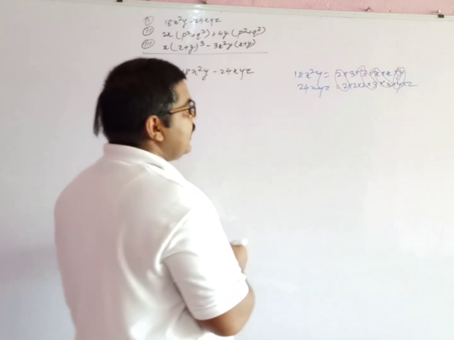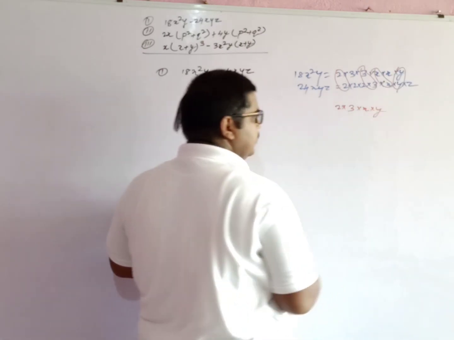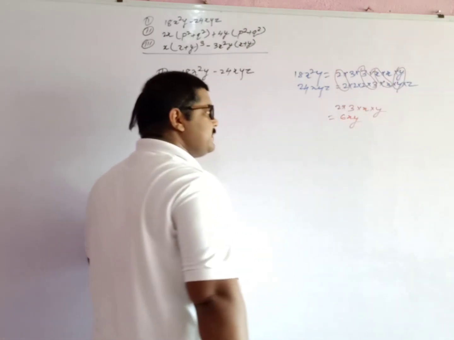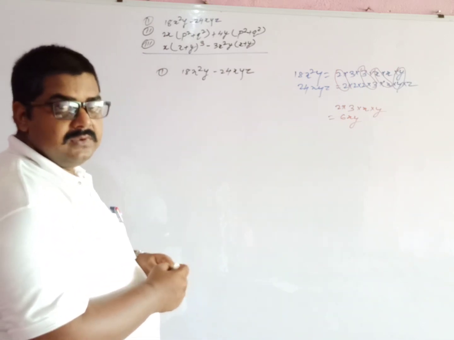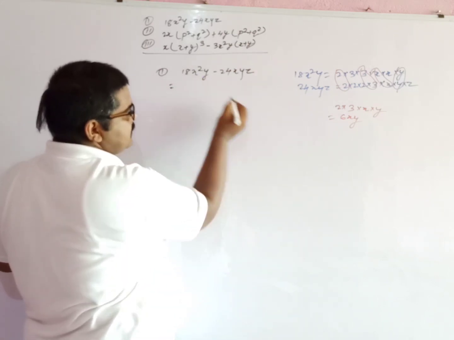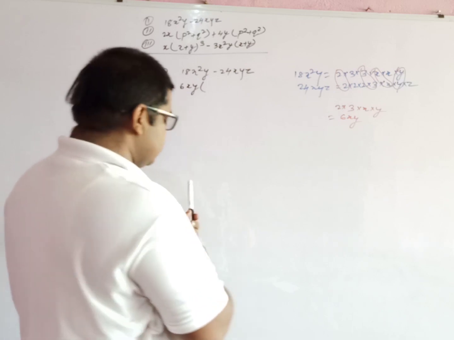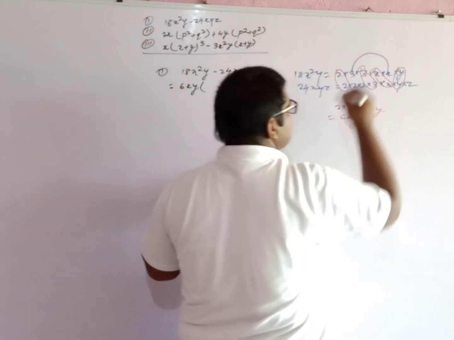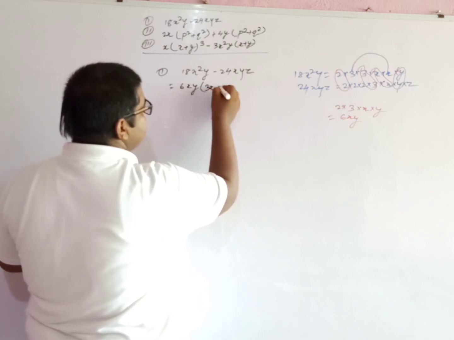So actually what is common? 2 into 3 into x into y. Understood? That means 6xy has been taken as common. All this process you have to do in rough for your better knowledge. In the solution you just write down 6xy, and then see what is left in the first term. 3x is left from the first, so you write down 3x.